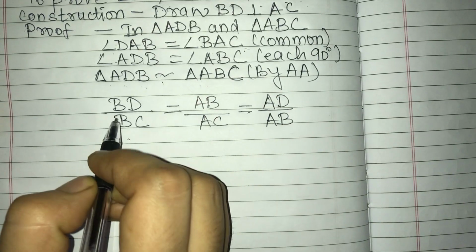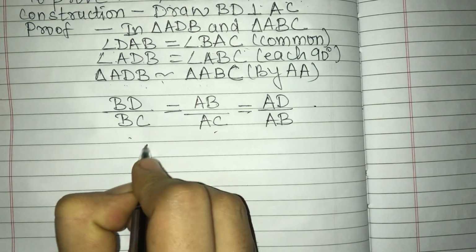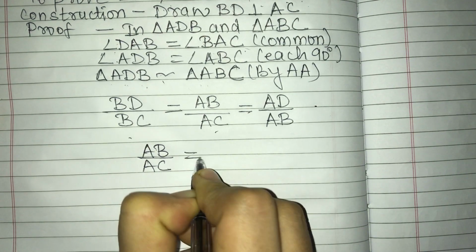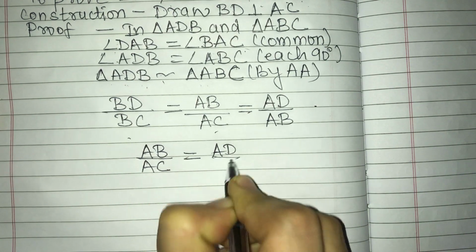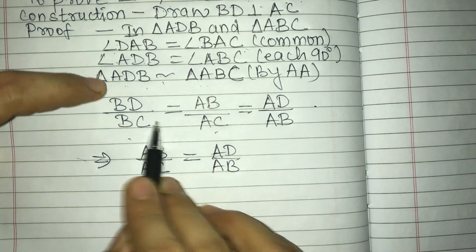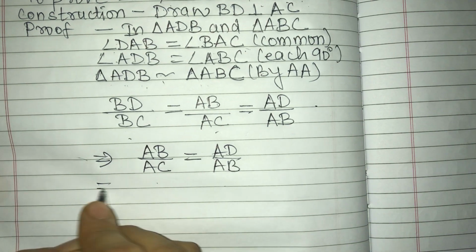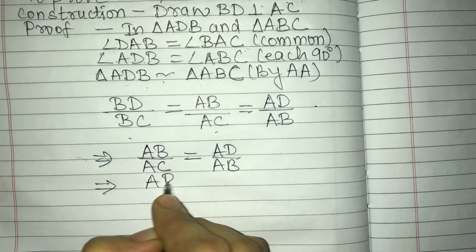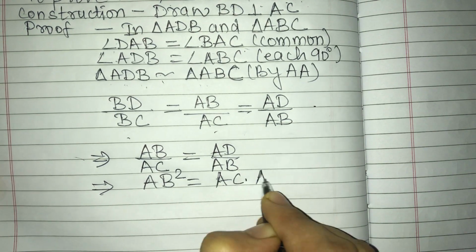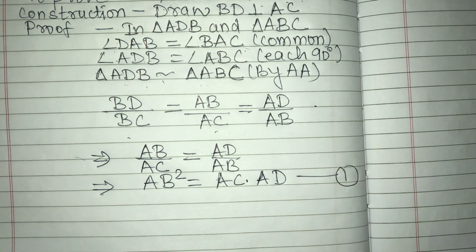Now I am taking these two ratios. So from here we get AB upon AC equals AD upon AB, and this implies that AB square equals AC into AD. So just mark this as our equation number 1.